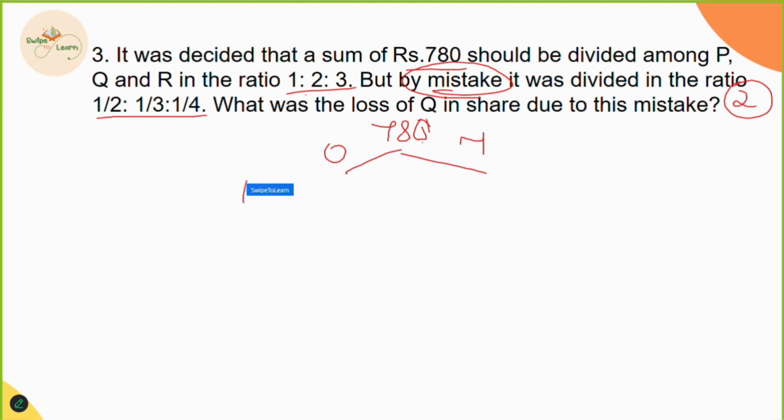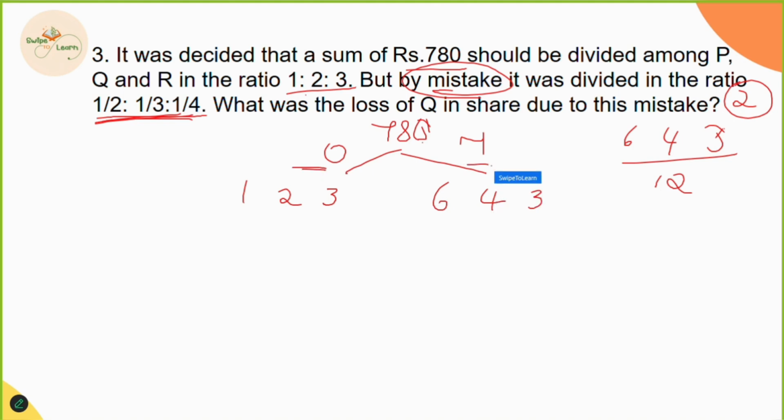The original ratio is in the form 1:2:3. And the mistaken ratio is in fractional form. We'll convert it to fixed integers. The LCM becomes 12 and the ratio becomes 6:4:3. So this is the original one and this is the mistaken ratio.